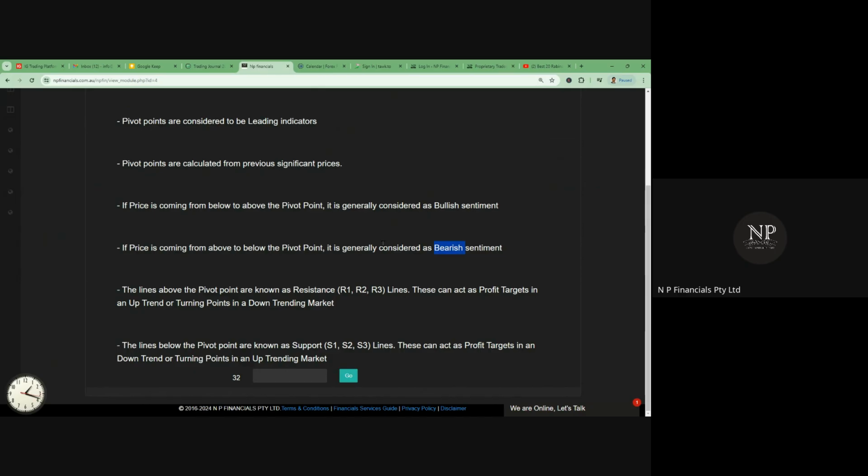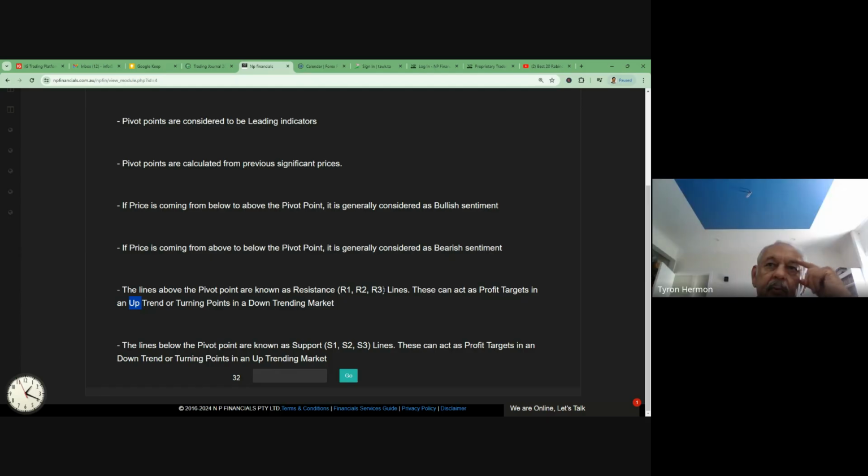The lines above the pivot points are resistances: R1, R2, R3, R4, resistance 1, resistance 2, resistance 3, resistance 4. These lines can act as profit targets. This is a very important statement. These lines can act as profit targets in an uptrend, but in a downtrend these lines can be turning points. So in downtrends, if price goes to R1, R2, or R3, price will possibly go down again from there. But otherwise, if the price is going up in an uptrend, we can take profit at R1, R2, R3, R4. Do you understand? So the price will be between the pivot line and R1, R2, R3. Correct.